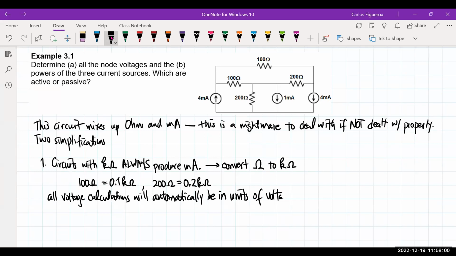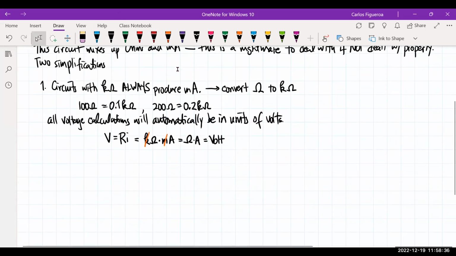As an example here, V is then going to be R times I. And so if I put it into kilo ohms, I'm going to get kilo ohms times milliamps. But note that these are going to cancel out, right? That's 1,000 divided by 1,000. And so that gives us units ohm amps, which is what we call a volt. So that's a really important factor here.